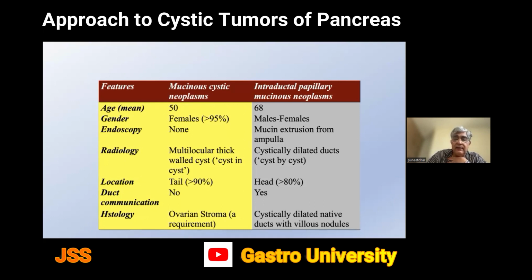So we might need to take biopsies from the head, or cores from the EUS guidance. If they're in the tail, you can just do a distal pancreatectomy, and the IPMNs of course have a ductal communication. And the histology, ovarian stroma in the mucinous cystic tumors.